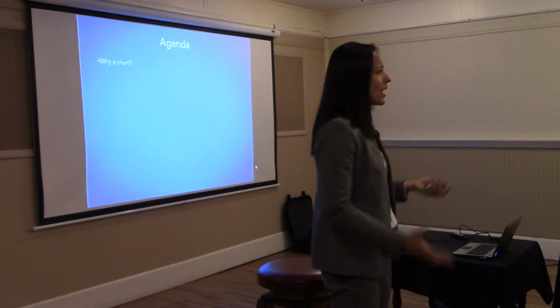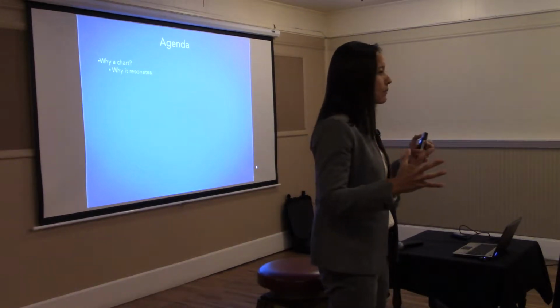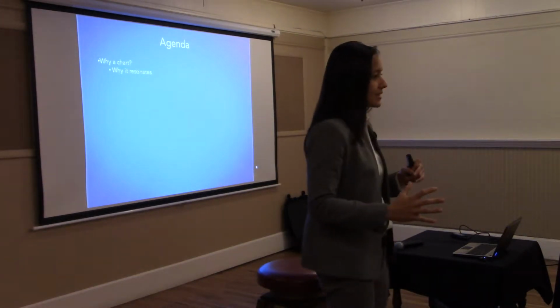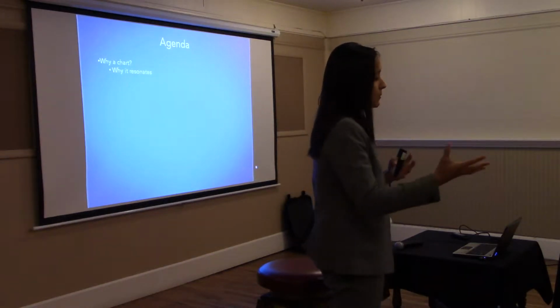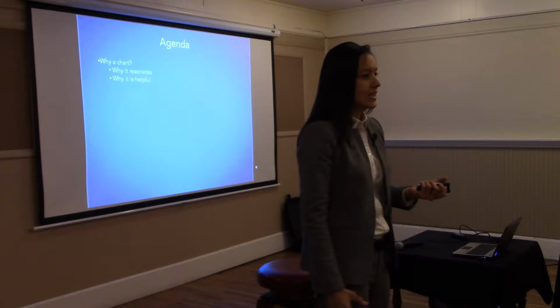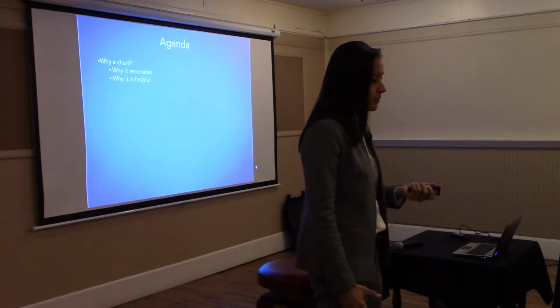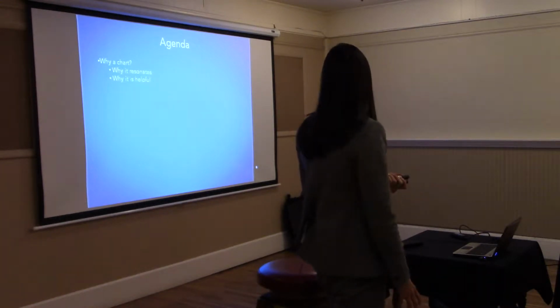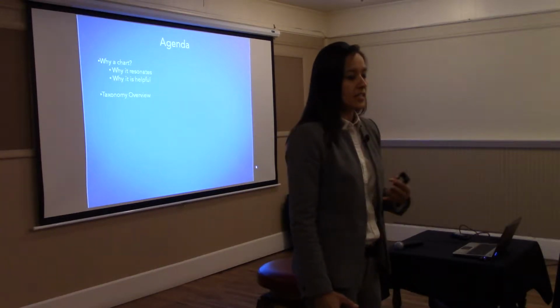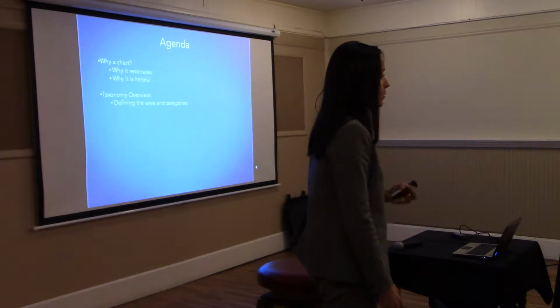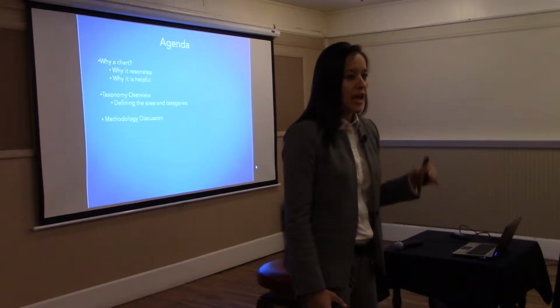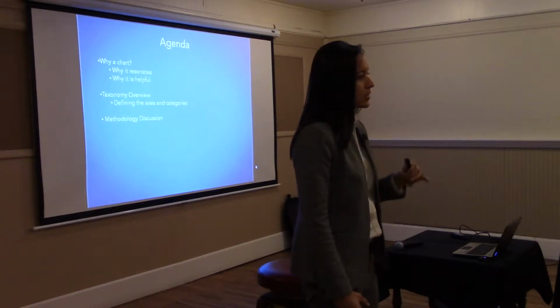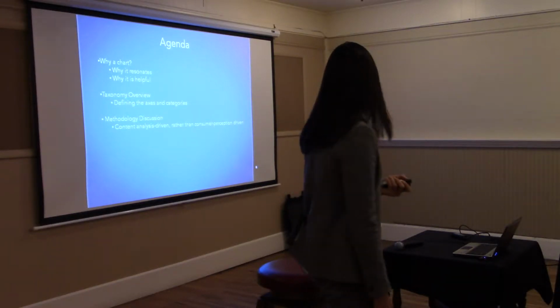First, why a chart? Why it resonates, and why so many people have just shared it online. I think it would be something of interest to you, and why it's actually helpful and what we can do with it. Those are other questions I get all the time, so I thought we'd cover that. I wanted to do an overview of the taxonomy. So we'll go through and define what the axes and the categories are, and then talk about the methodology. How do we actually determine what sources to put where on the chart?